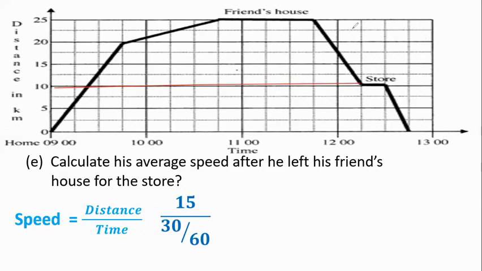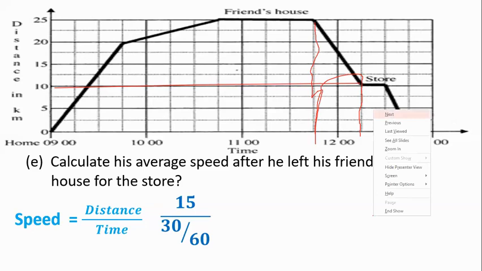So this is where he left here, right? Until he reaches the store. Sorry, we're going the wrong way. Here, right? Store. So we need to count it. 15, 30. This way he left. 15, 30. So you could write it like that, or you could write it the other way.